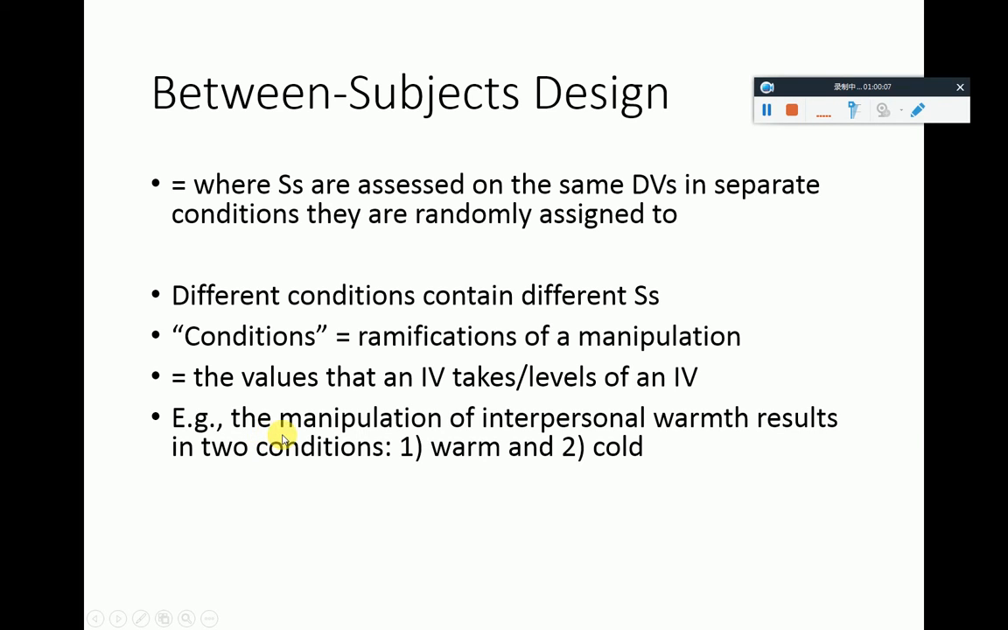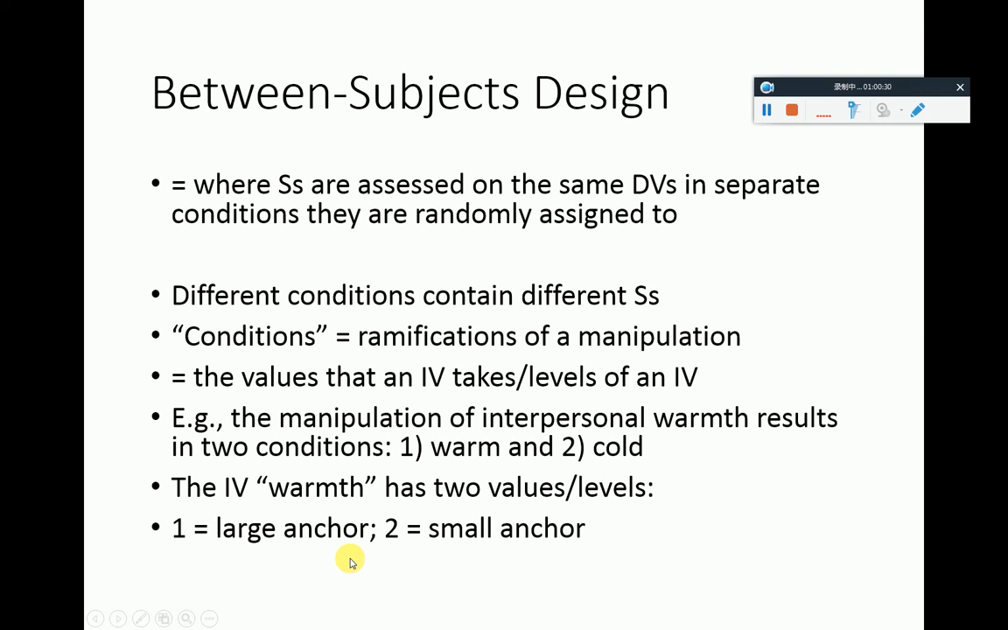Okay, so in the previous example, the manipulation of interpersonal warmth results in two conditions. That is, a warm condition and a cold condition. In other words, the independent variable interpersonal warmth has two values or two levels. The first value, or the first level, of warmth is, I should say here actually, warm, to make it more accessible, not to use these unnecessary jargons. And a second condition or a second level will be cold.